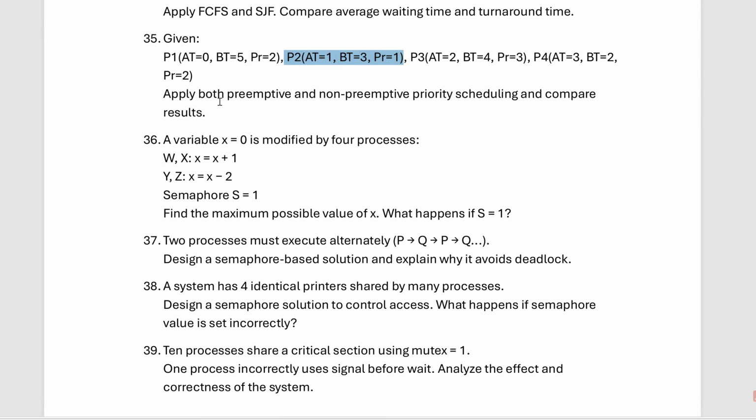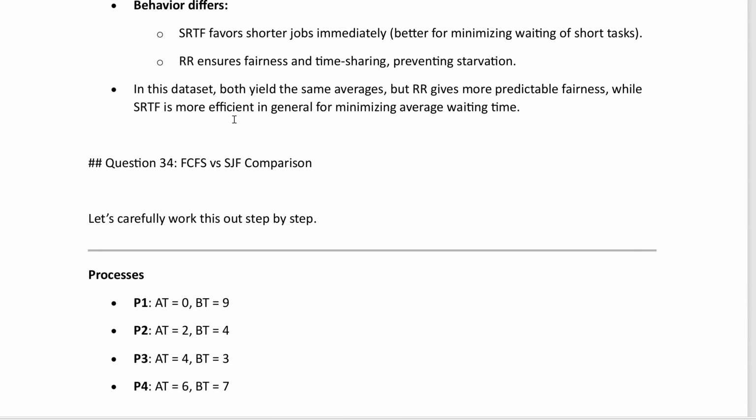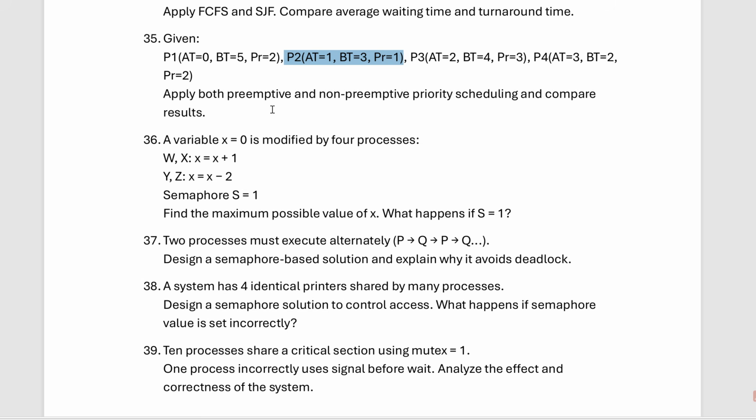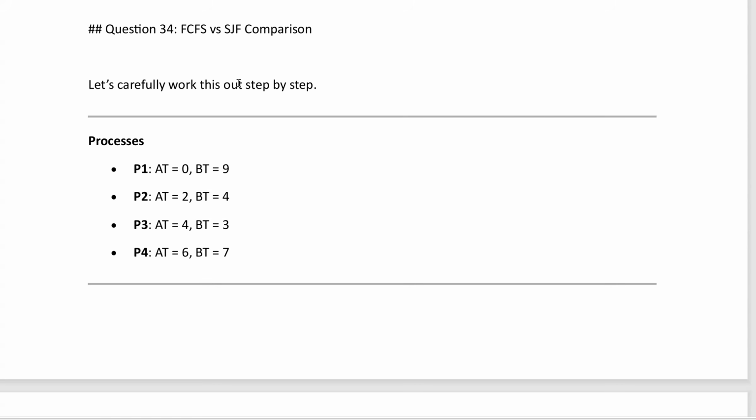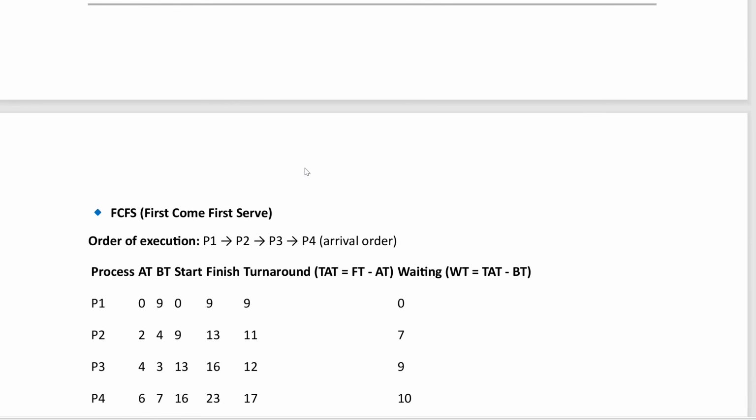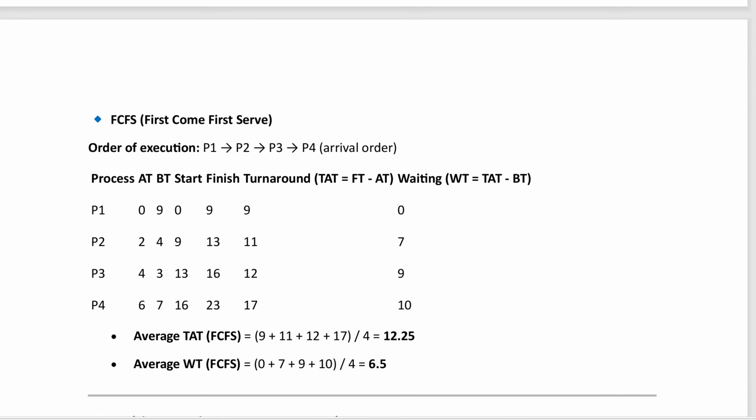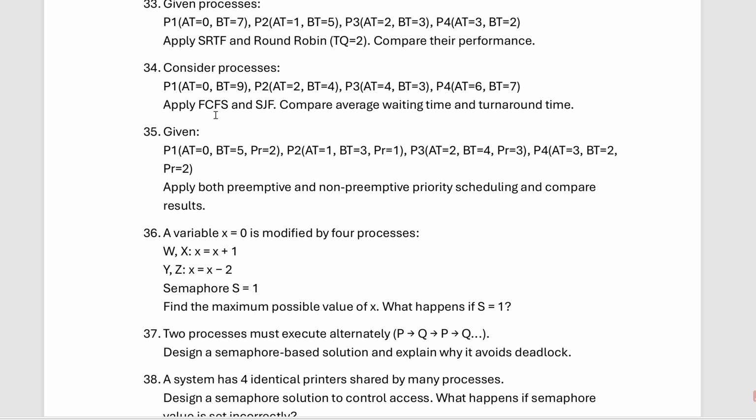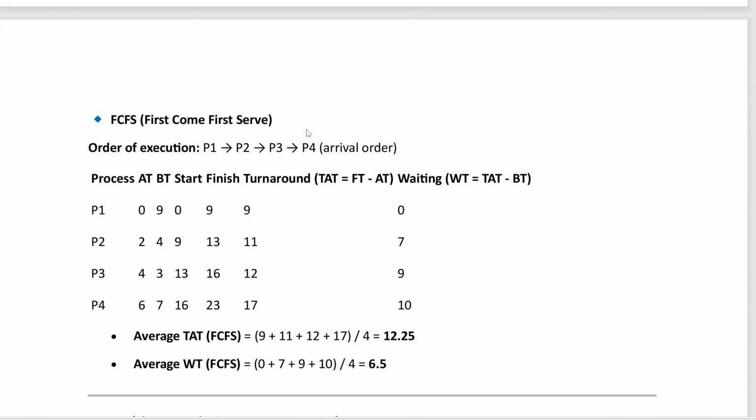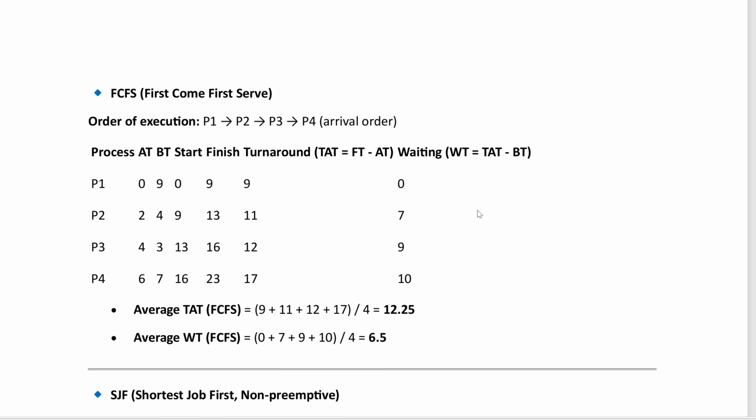Question number 34. Sorry. This is the solution to 34. I can show you. This is the solution to problem number 34, where we have to apply FCFS, first come first served, and shortest job first. You can see here we have computed turnaround time and waiting time, right?